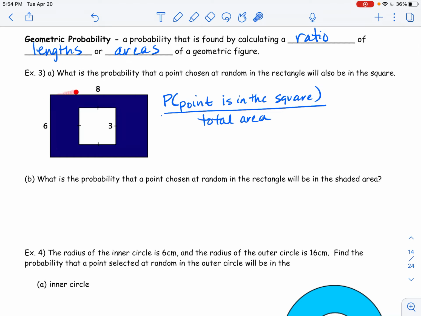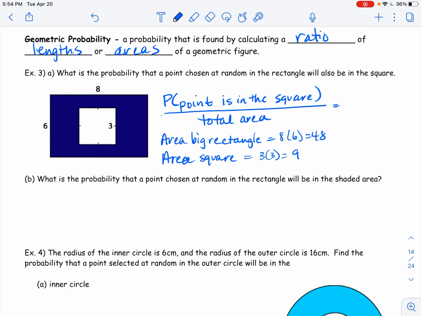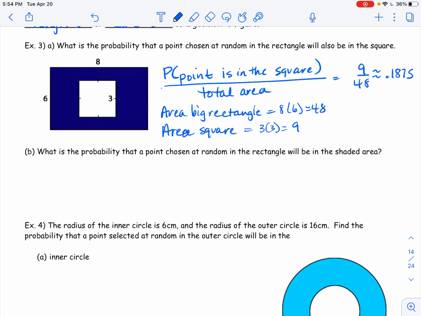Okay, so if I'm trying to find the area of the total, that is 8 times 6. So the area of the big rectangle, 8 times 6, which is 48. And then the area of the square, well, that's 3 times 3. So this would be 9 out of 48, which is approximately 0.1875.